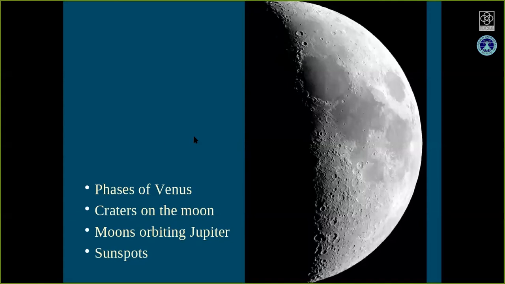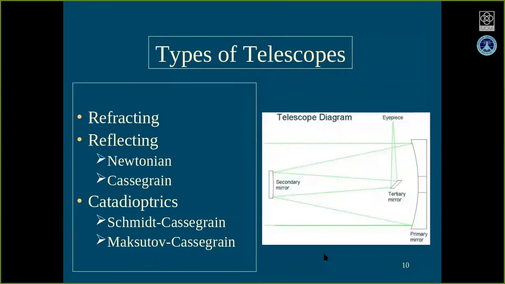So what Galileo has done, he has observed the phases of Venus, craters on the moon, moons orbiting around Jupiter, as well as sunspots. And these are nothing but, you see, craters on the moon. All of you know about that.